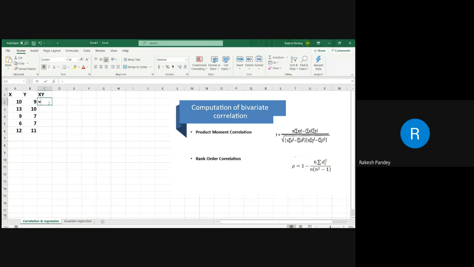So it is the product of x and y. 10 into 9 is equal to 90. 13 into 10 is equal to 130. You can do it. This is simple calculation. 9 into 7 is 63, 42, and 132. Now, when we will add this variable, this is 457. This is basically the summation xy.